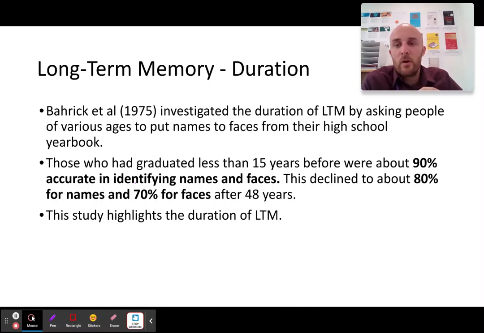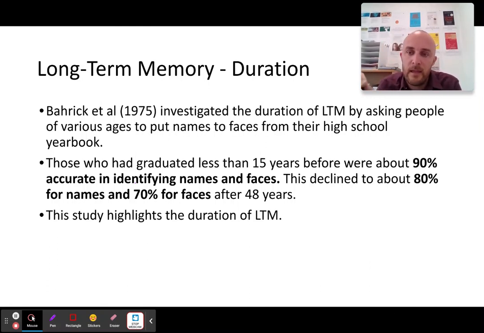So Bahrick looked at the duration, and this supposedly forever, like long-term memory is supposed to last forever, kind of rubbish. So this is what people know, or my second years know, as the yearbook study. The yearbook study was basically he gathered people who had left college 15 years before, or less than 15 years before, and he gathered people that had left like 48 years. They were like 64 years old. And he basically showed them their yearbook.